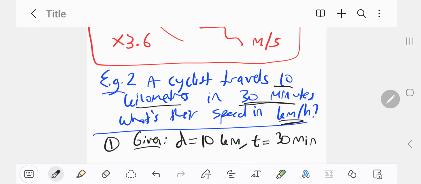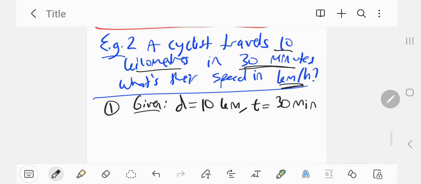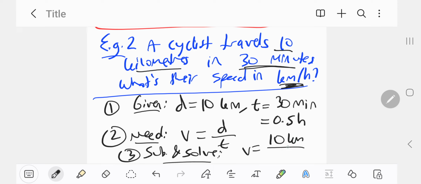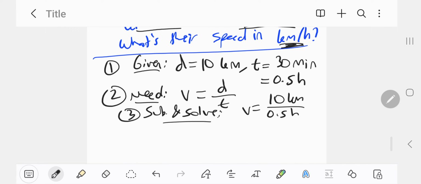However, we want kilometers per hour. Be careful here. A lot of students don't read this properly in an exam and they lose marks. You need it in kilometers per hour. We have kilometers, we need hours. How do we go from 30 minutes to hours? Well, we know that 30 minutes is half an hour. Step 2, how do we relate distance and time? Once again, it's through speed. V equals distance divided by time. Step 3, we sub and solve. V is D, 10 kilometers, divided by time T, which is 0.5 hours. 10 divided by half is 20 kilometers per hour, and that's your answer.